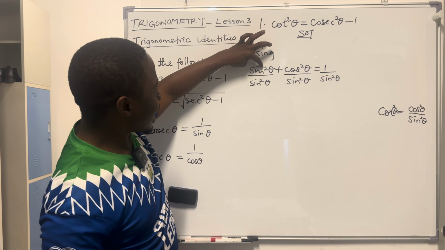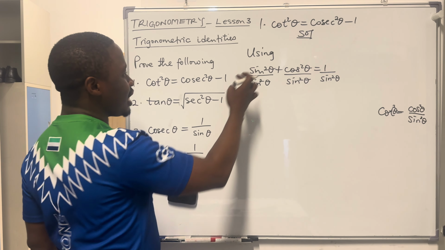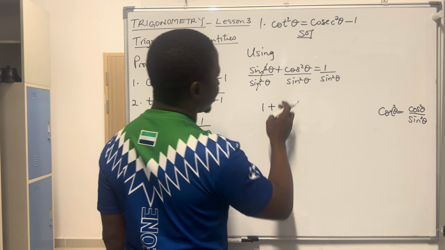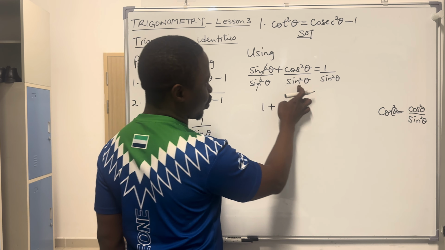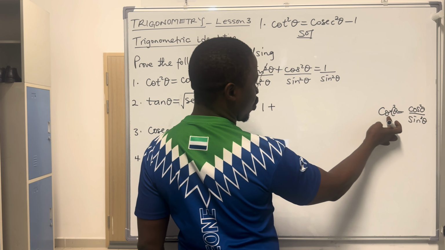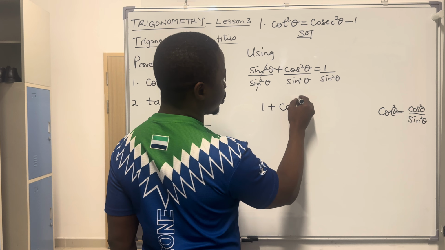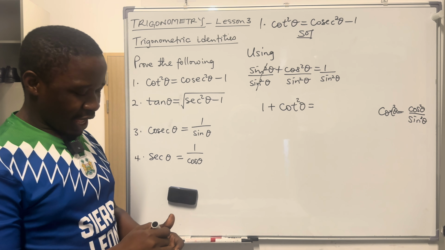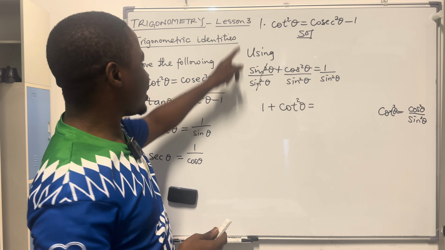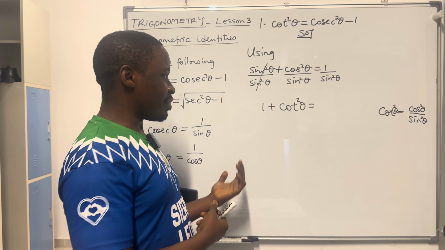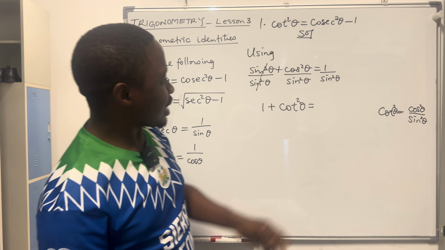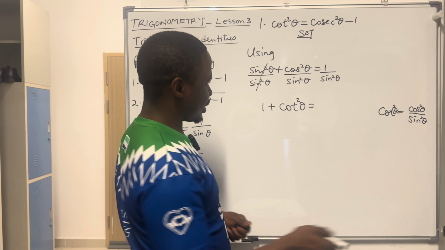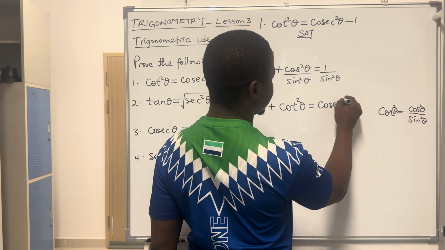So sine square over sine square is 1. Any value that divides the same value, we always get 1, plus cos square over sine square. Cos square over sine square is cot square. So we have cot square theta. 1 over sine square: in our first video, which I labeled lesson 1, suppose you have not seen it, go there and watch the video. You will find out that 1 over sine square is cosec square theta.